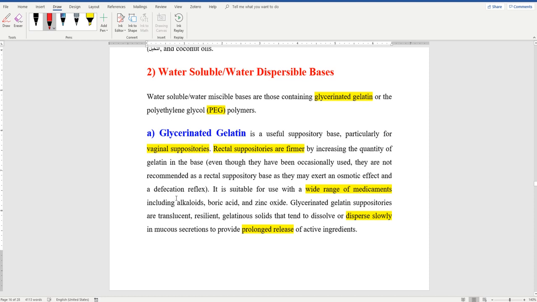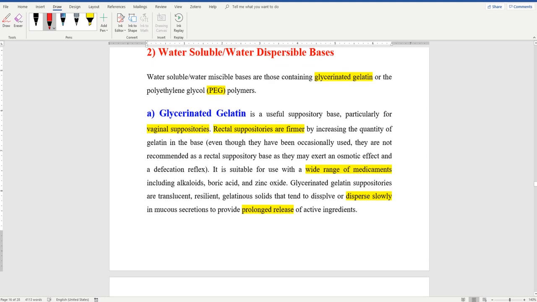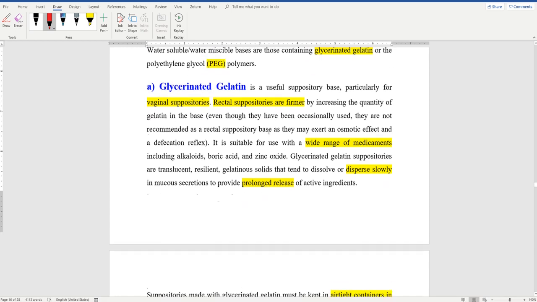That's why it's mainly used for vaginal administration of drugs. The good thing about glycerinated gelatin is that it's compatible with a wide range of medications. It's able to dissolve and disperse slowly in mucus secretions, and this can provide a release of the drug over a longer period of time. Okay. In case I want the suppository to be stronger, I can increase the amount of gelatin, which is solid, in comparison to glycerine.